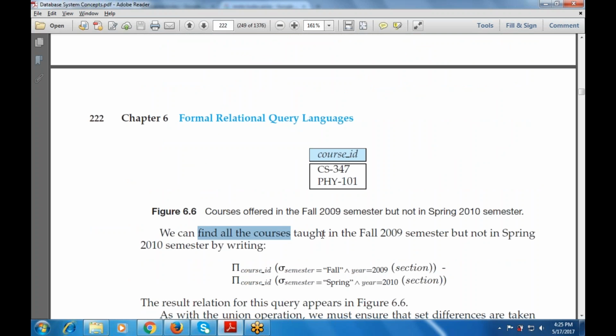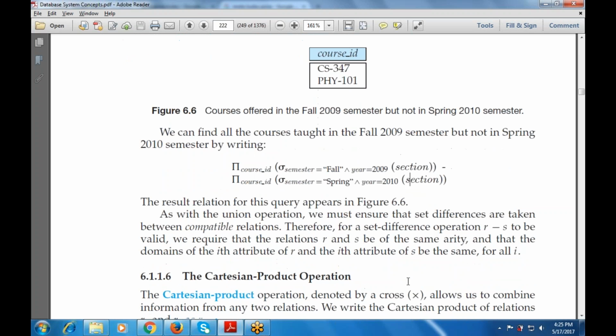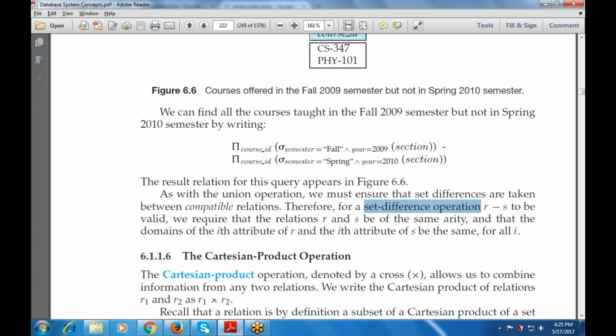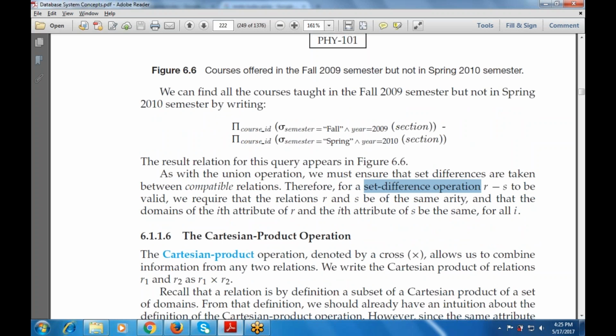So we can find all the courses taught in the fall 2009 semester but not in the spring 2010 semester by writing pi course ID, semester equals to fall, year equal to 2009, minus pi course ID, semester equals to spring, year equal to 2010 section. And as with the union operation, we must ensure that set differences are taken between compatible relations. Therefore, for a set difference operation R minus S to be valid, we require that the relations R and S be of the same arity and that the domain of the ith attribute of R and the ith attribute of S be the same for all i.